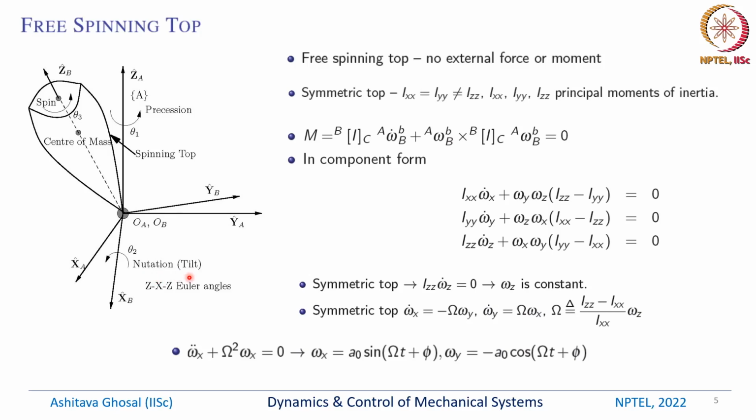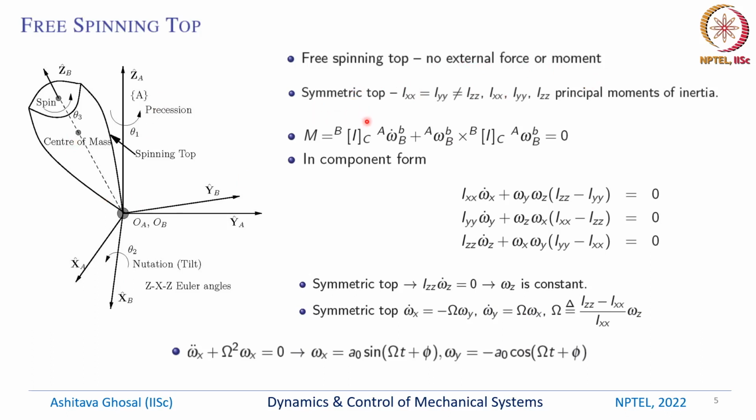It is also sometimes called tilt. And there is a last angle which is spin of this top, and that is about θ3. This is θ3 about the Z axis. So this is a classic example of Euler angles. So Z, X, Z Euler angles. Okay. So in this free spinning top, there are no external forces or moments which are acting.